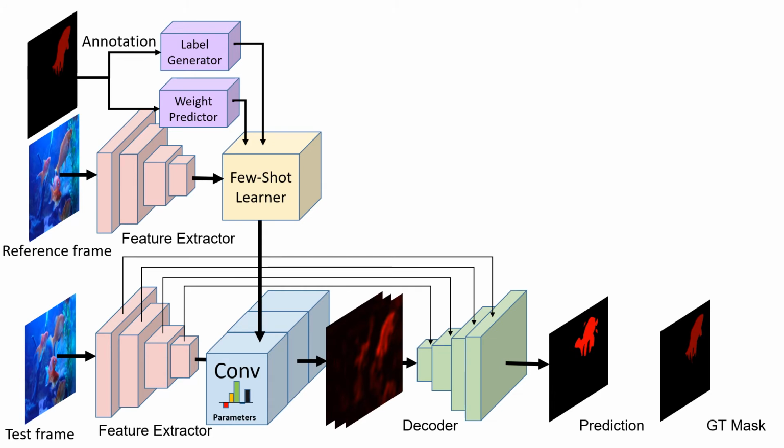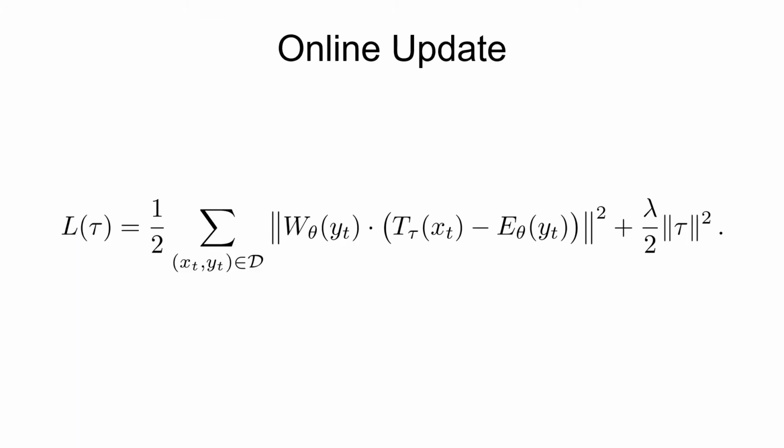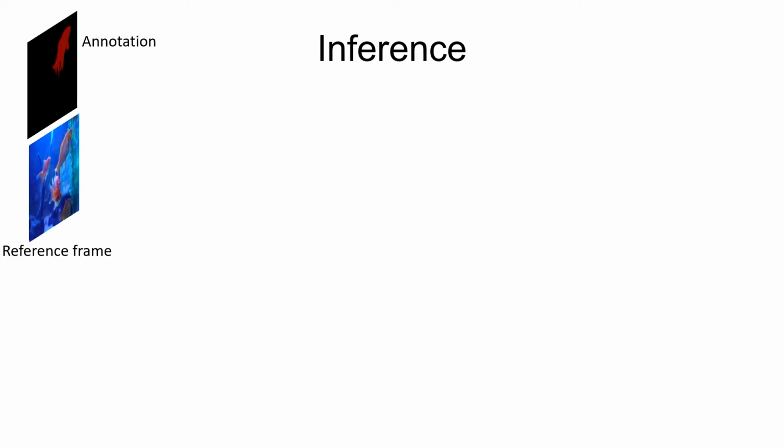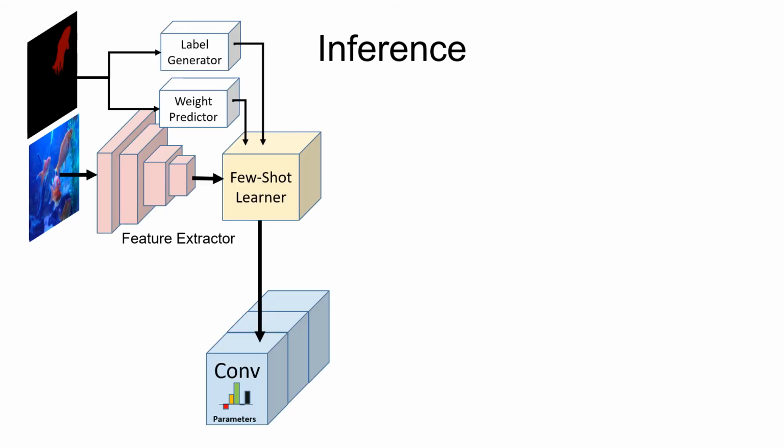Next, we describe our inference pipeline. We first note that the few-shot learner can easily be extended to handle multiple samples. This is achieved by creating a dataset of features and reference masks. The few-shot learner then minimizes the loss as a sum over the dataset. During inference, we first create an initial dataset consisting of only the reference frame. The few-shot learner predicts the parameters of the target model by minimizing the loss.